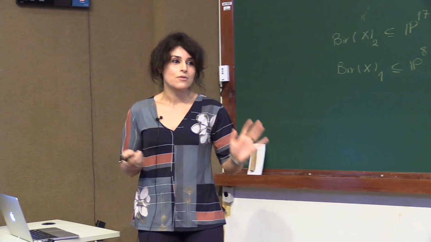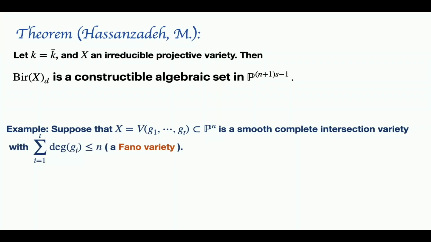Because of that, we give an example of Fano varieties, but in an algebraic sense. So suppose that we have a variety defined by G1 to GT. This is a smooth complete intersection, with the degrees less than or equal to the dimension of the space, so it is a Fano variety. If you consider that we are in P^3 or in higher dimension, in this case, actually, the sets Bir(X) and Bir*(X) are equal.